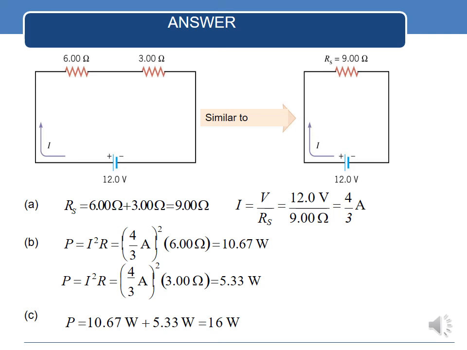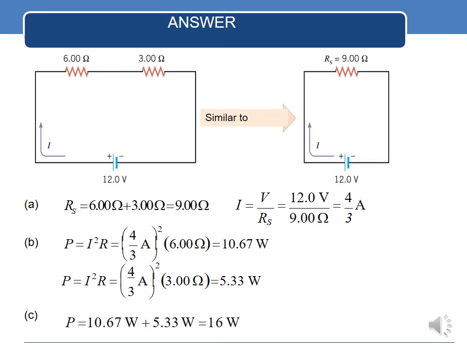So this is how you solve the problem. You have this circuit, the series connection of resistors. To find the equivalent resistance, you just need to add them up. 6 plus 3 equals 9 ohm. The total current flowing in the circuit is V divided by R equivalent, 12 volt divided by 9 ohm, equal to 1.33 amps.